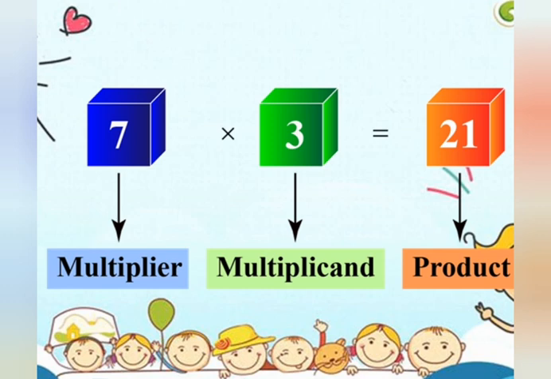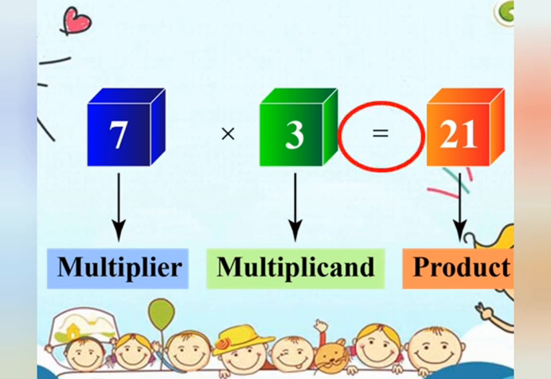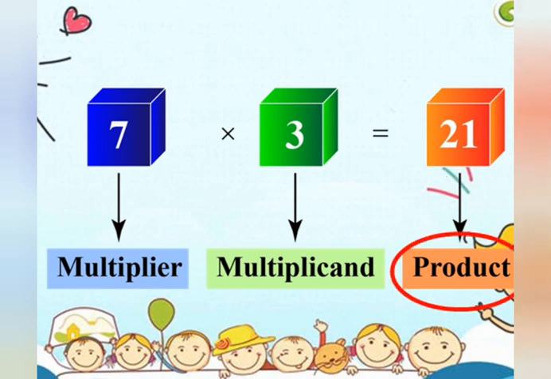Now let's repeat after the teacher. 7, multiplier, and 3, multiplicand. Equals. 21 is the product. Let's practice the ending sounds. Multiplier. Multiplicand. Product.